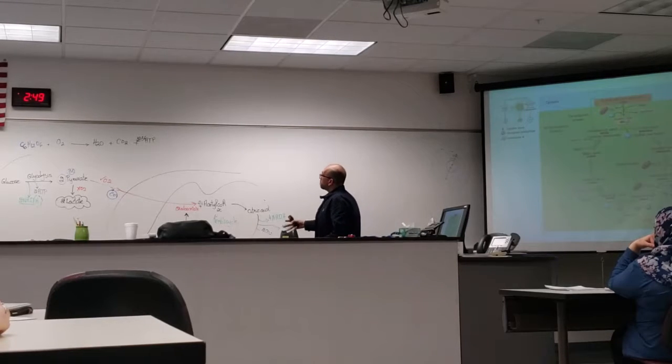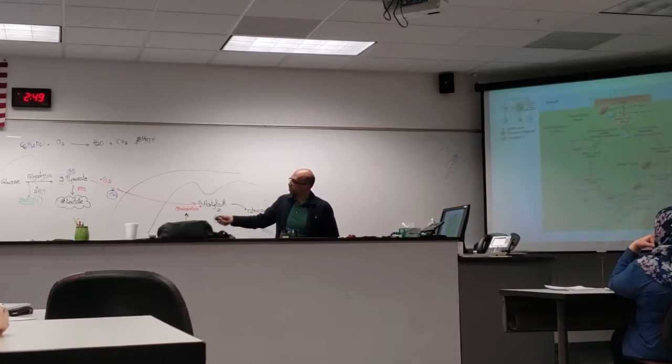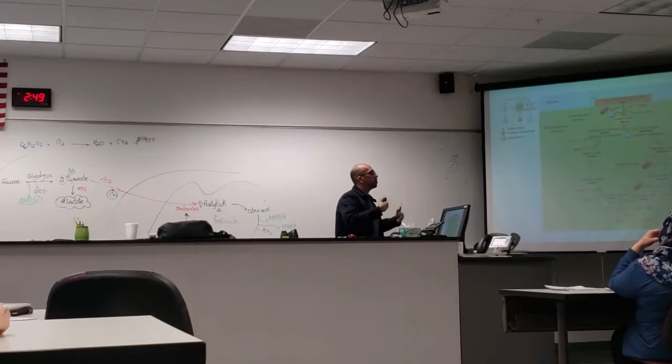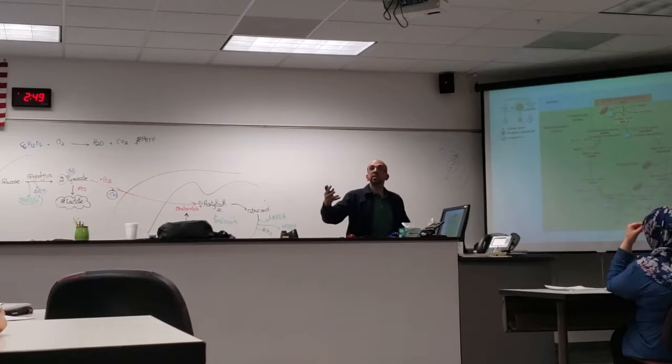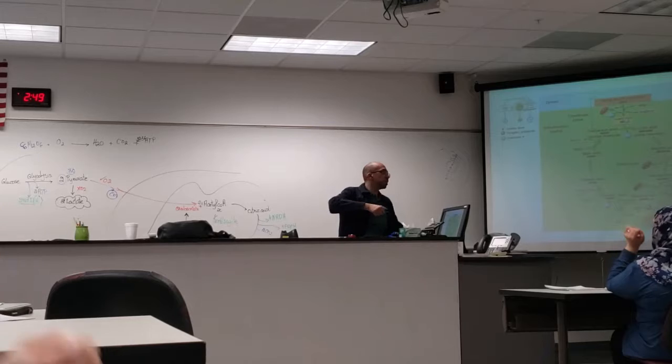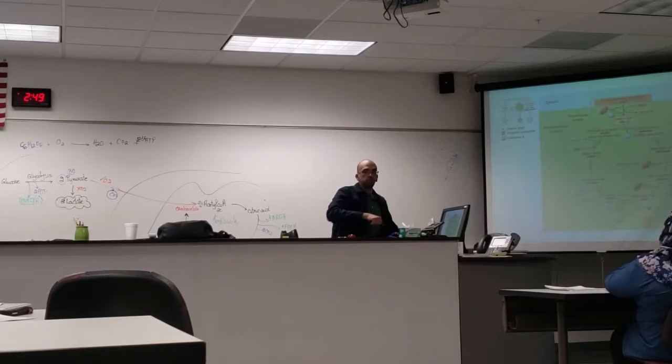Also, as I am breaking down the glucose, I will be generating some energy. I will be building up some high energy bonds that will be formed between an ADP and an inorganic phosphate. So from each Krebs cycle, you're going to be generating 1 ATP.